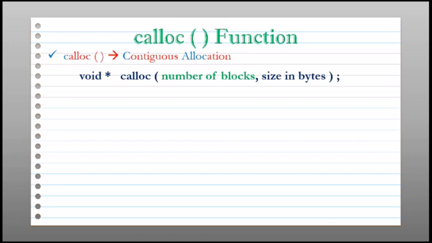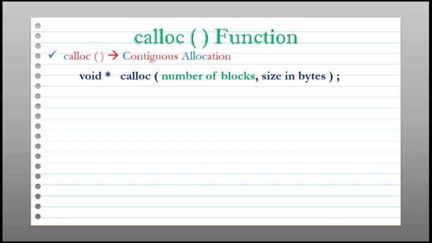If you see the return type, instead of using data types like int or float, the return type is void. So why is the return type void used? Basically void is a generic data type and it can be converted into any data type later by using the typecasting method. The return type void is used because at the start we don't know for which particular data type the calloc function is used.